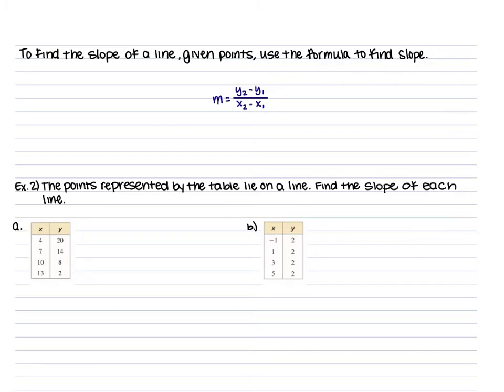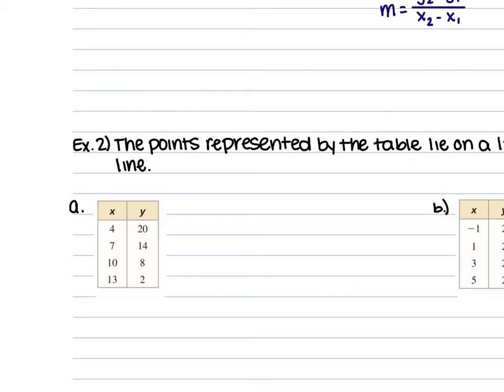For example 2a, we have x values of 4, 7, 10, 13, and y values of 20, 14, 8, 2. You can pick any of these points. This is just for 4, 20, the point 7, 14, the point 10, 8, and the point 13, 2. So you could literally pick any of these ordered pairs from this table and use 2 of them in order to find your slope. For this example, I'm going to use the first 2 points. I'm going to say that this 4, 20 is going to be my first point, and then this 7, 14 is going to be my second point.